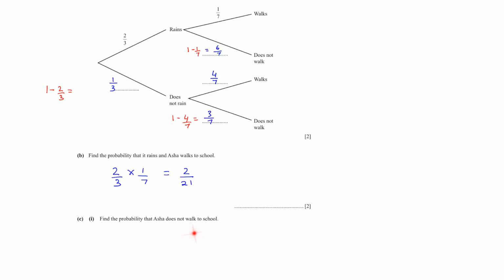C1, find the probability that Asha does not walk to school. So it could be that it rains and she does not walk to school, or now we are changing the branch. When we say or, we have to put a plus. Plus, it does not rain and she does not walk to school. Now we'll replace the values here. 2 over 3 multiplied by 6 over 7 and 1 over 3 multiplied by 3 over 7. This will give us 15 over 21.